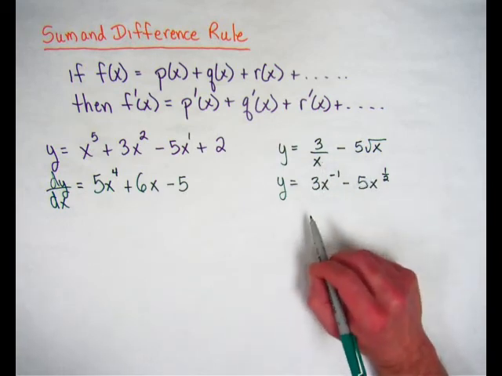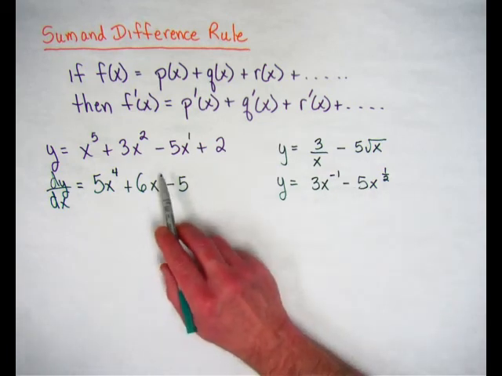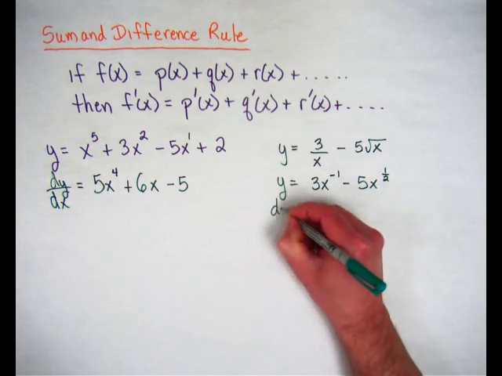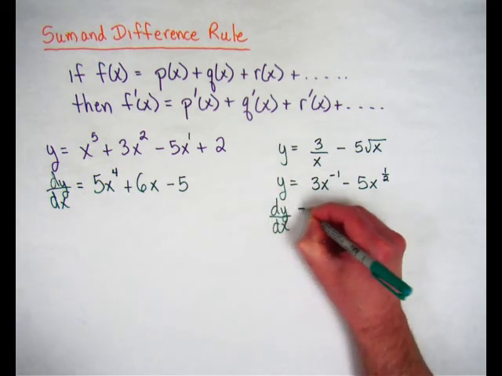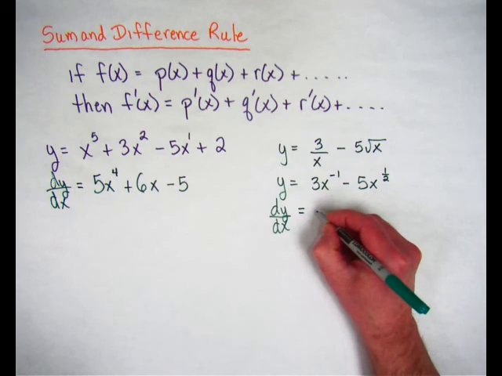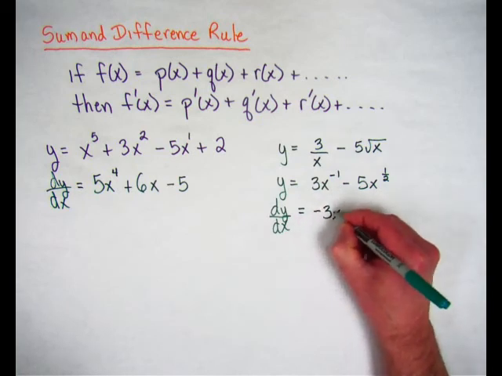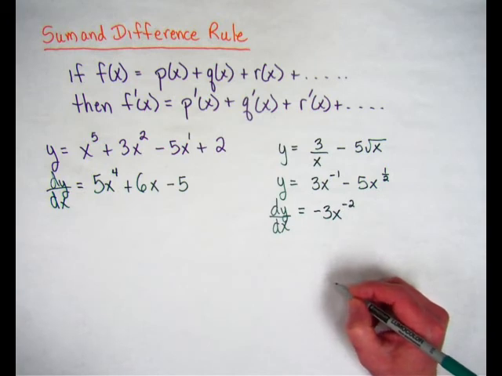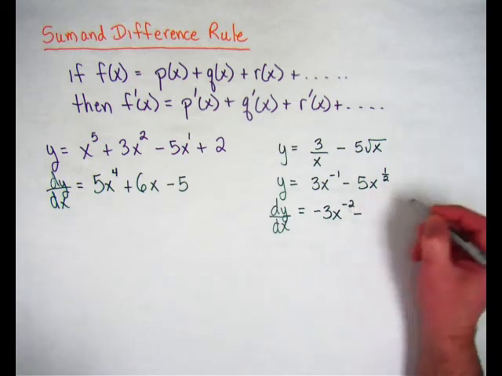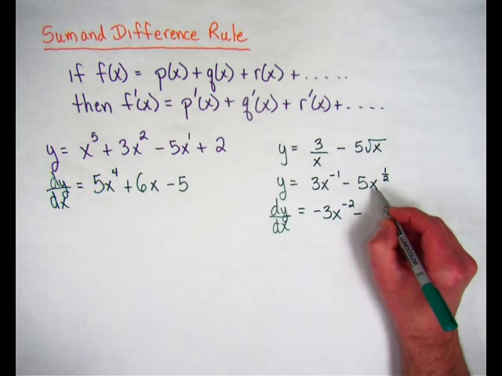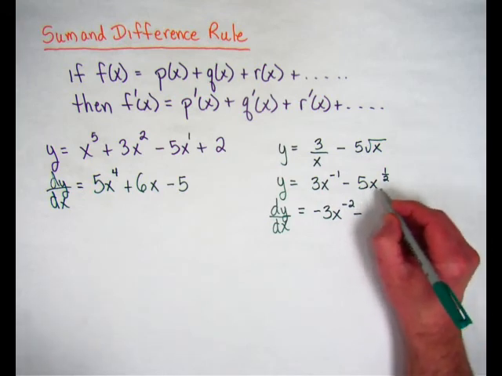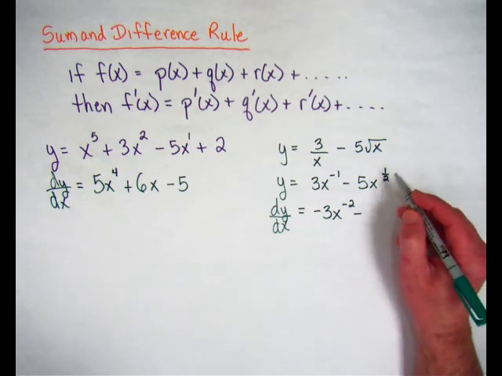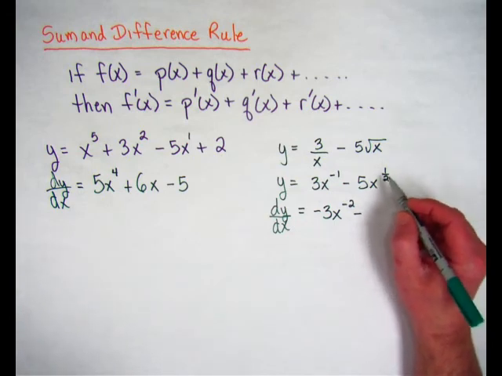Once you've got everything as a power, this question is no different than the previous one, except your exponents are negative numbers and fractions. So the derivative, dy/dx, this is our extended power rule. This would be minus 3. Subtract 1 from the exponent would give us minus 3x to the minus 2. This would be minus. Now we have a separate function. This is our sum and difference rule and our extended power rule. You'll notice that you're using all these rules all the time, but after a while they just become habit. You don't start thinking of them as being separate rules.